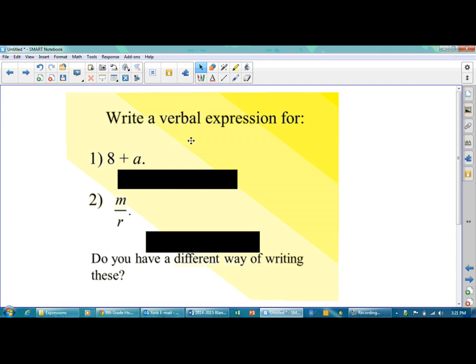So now we're going to go the other direction. So we're going to write a verbal expression. So we're going to change it from algebraic to words.